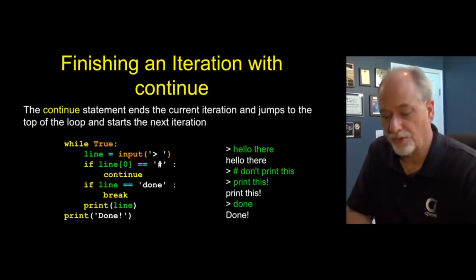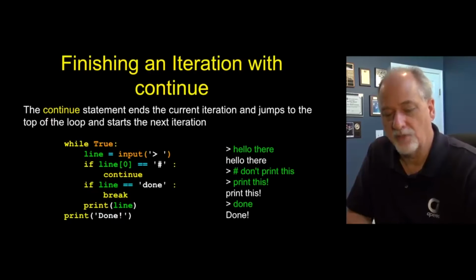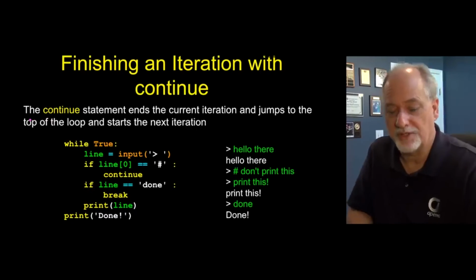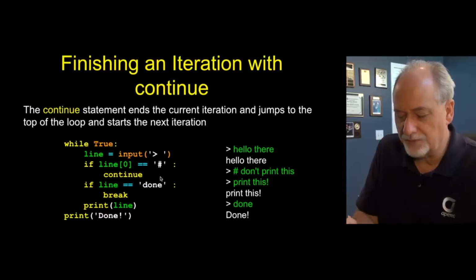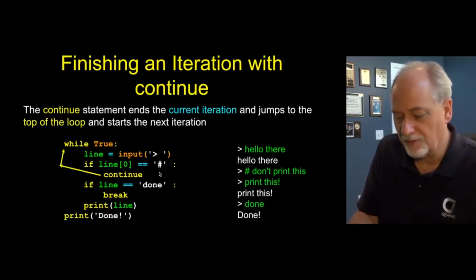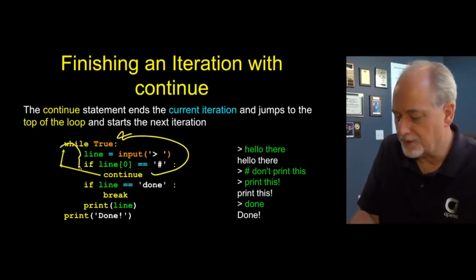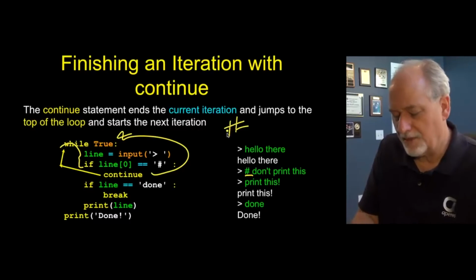Continue is another loop control statement, but it works differently than break. So break says get out of this loop. Continue effectively says stop this iteration. We're done with this iteration. And so continue says go up back to the top of the loop. And so here we read a line. If the first character is a pound sign, line sub 0, if that first character is pound sign, we're going to skip it. And this is a way for us to make little comments in our typing. And then we print, if the line is done, we get out, and otherwise we print it.